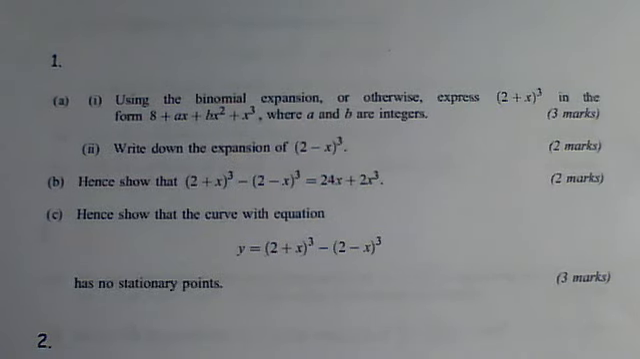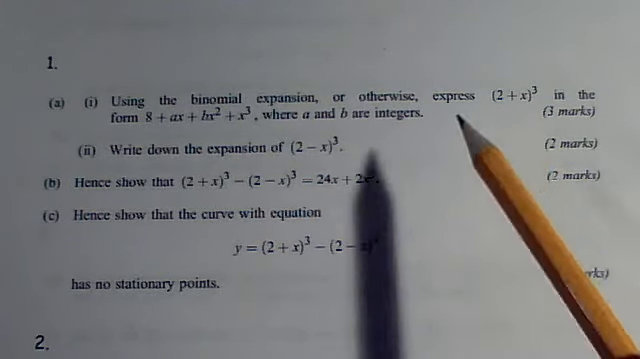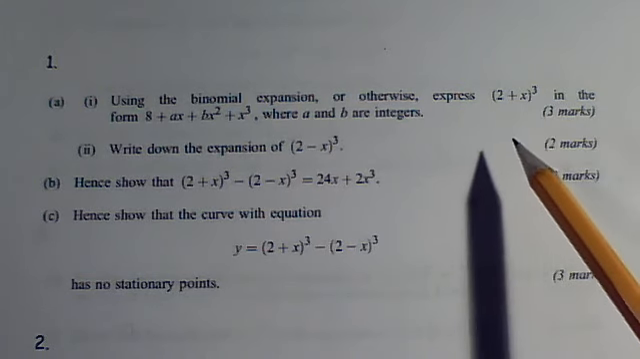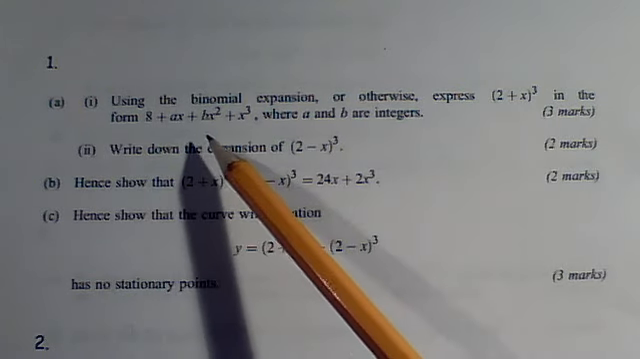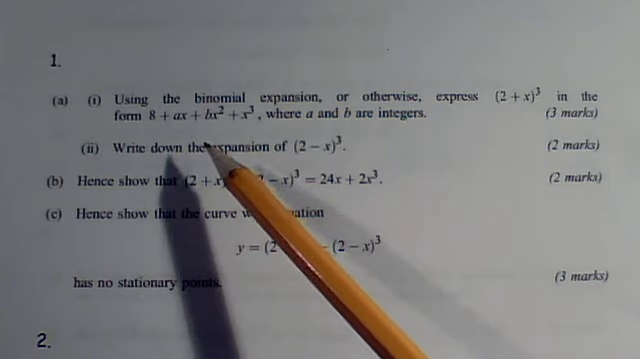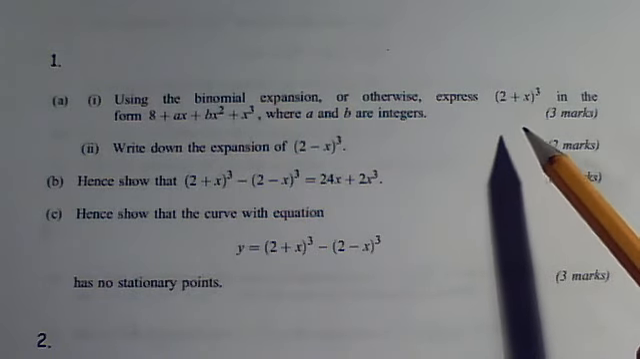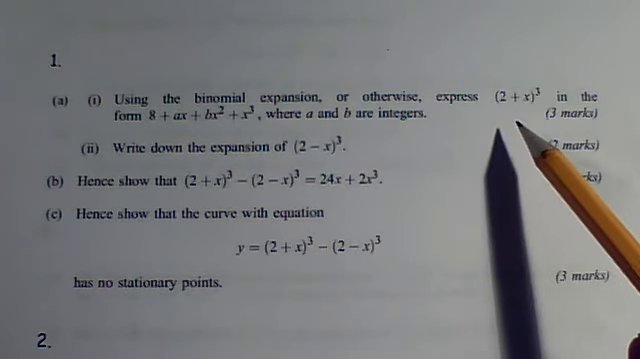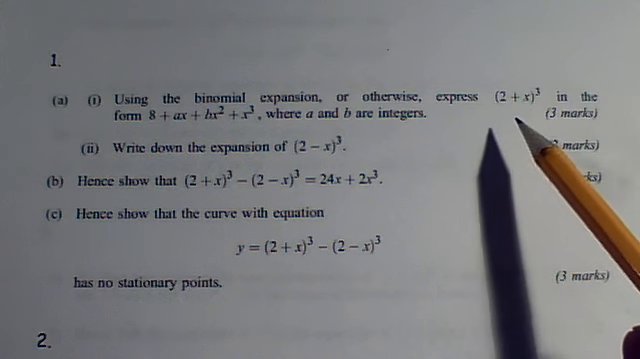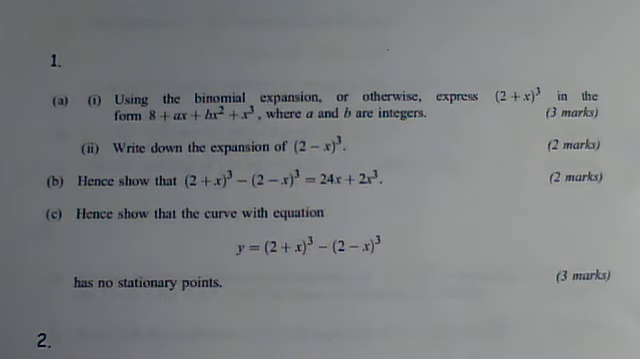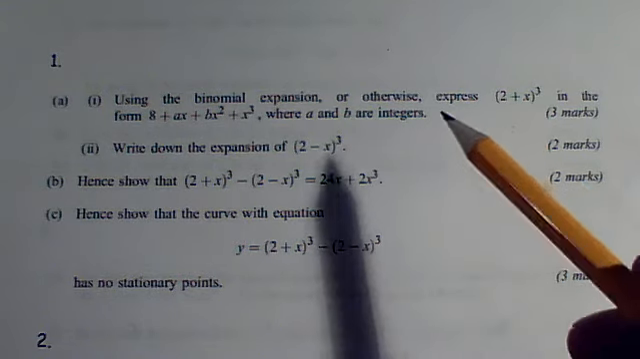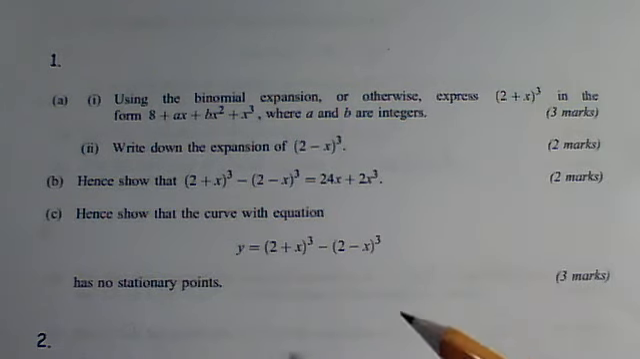Okay, here we've got a question about a binomial expansion. We've got a bracket to the power of 3 and we've got to get it into this form. For that you need to look up the binomial expansion in your formula book. There's also a worked example in your chapter 2 booklet. It's round about page 13, example 2 I think it's called, which gives you the method for expanding that out.